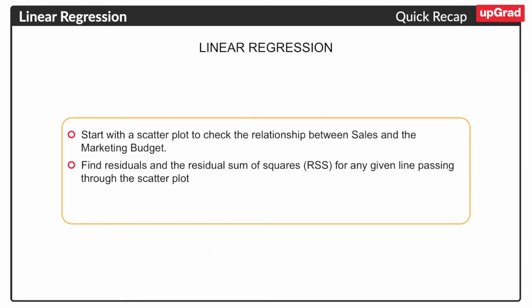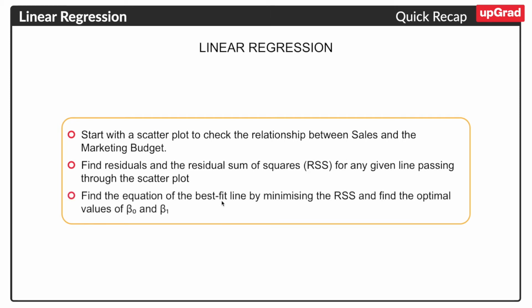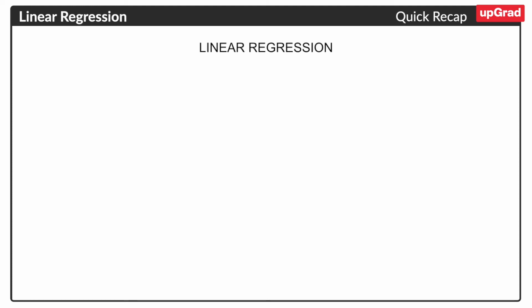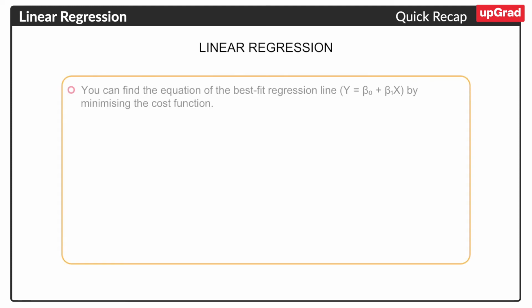Okay, so that's what we'll do. For each line passing, we'll get the RSS value, and then ultimately what we'll do is, we'll minimize the RSS so that we get the optimal value of beta 0 and beta 1, and we get the best fit line. Okay. So you can find the equation of the best fit regression line, which is y is equal to beta 0 plus beta 1 into x, by minimizing the cost function.